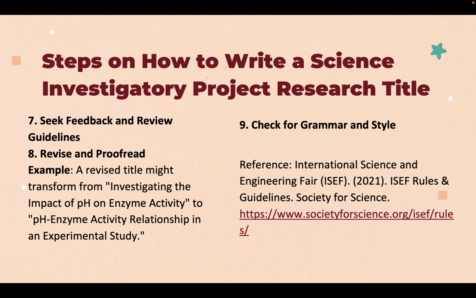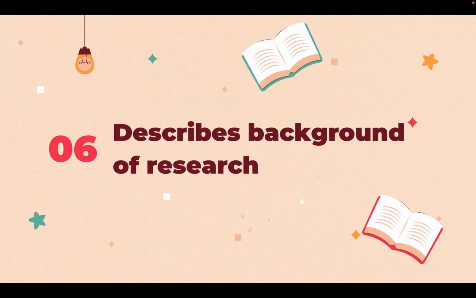Okay, so those are the steps on writing our science investigatory project research title. The title that you will be making is not final. That is called a working title, because from the feedback and review of your research teacher and research advisor, we can improve or modify the title. Okay? So that is how we will make the title.